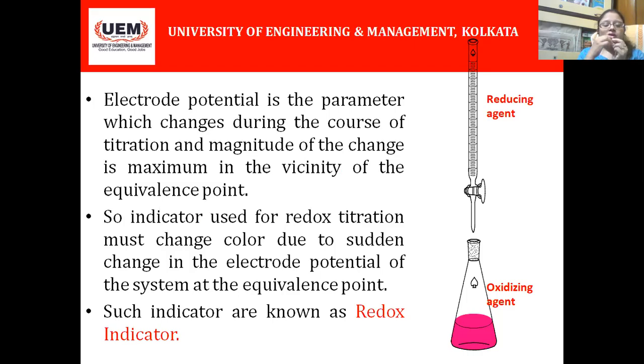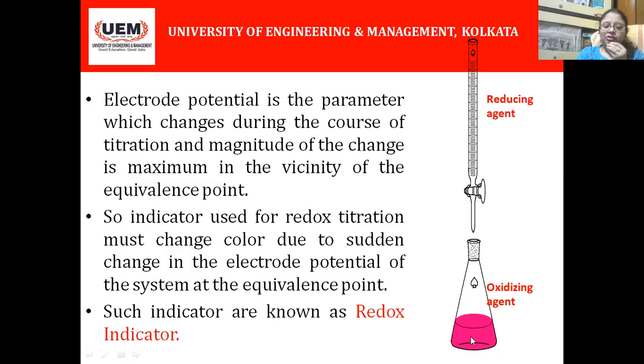First of all, we read in electrochemistry that electrode potential is the parameter which changes during the course of titration, and magnitude of the change is maximum at the time of equivalence point. So the indicator used for redox reaction must change its color due to sudden change in electrode potential of the system at the equivalence point. Such indicator is known as redox indicator. See, this is a reducing agent, this is the oxidizing agent. Some redox indicator is present over here.